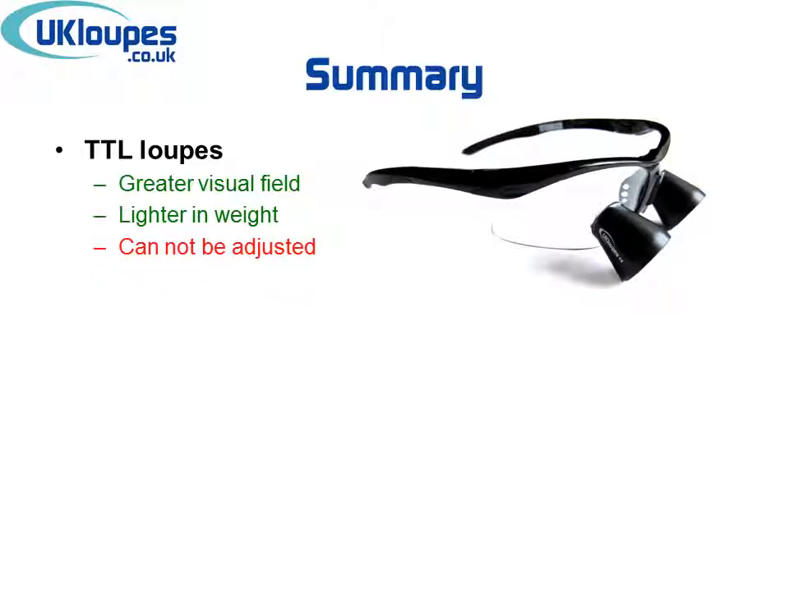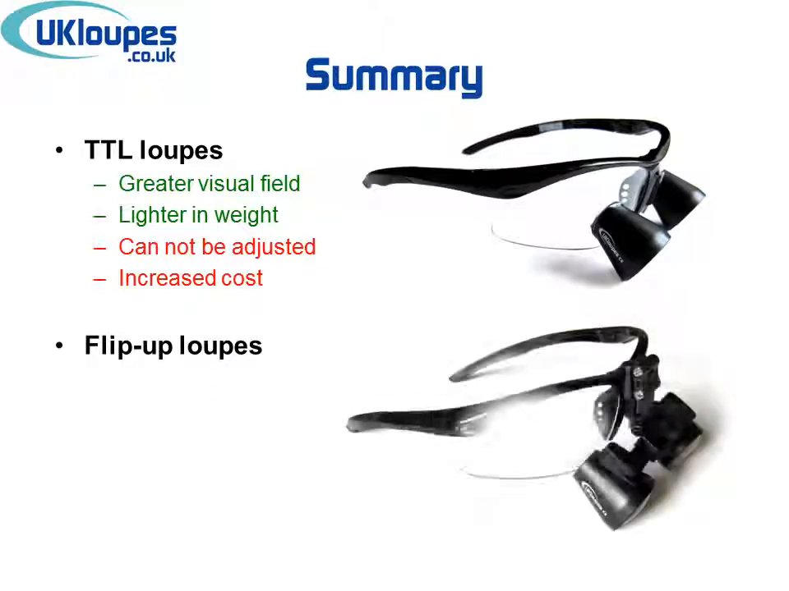However, these loops cannot be adjusted, so they can't be moved out of the line of sight or changed with regards to the angle of declination. Other changes, like optical prescriptions, should your prescription change, will also mean that the loops will have to be reset in the frame. These factors, as well as the fact that each pair of TTL loops is custom made to each user, means that they carry an increased cost.